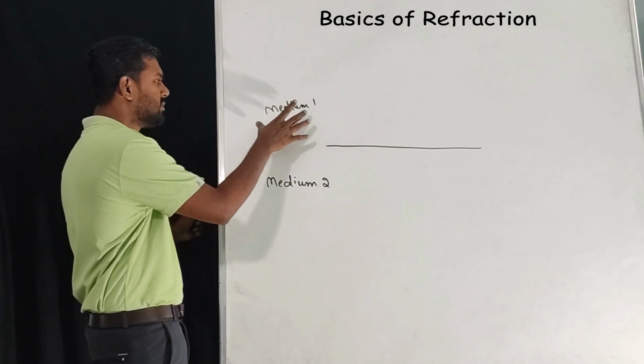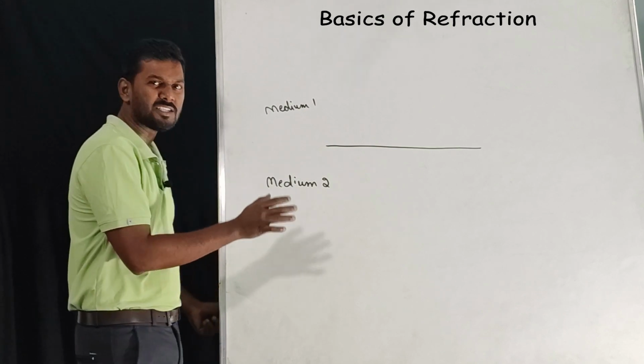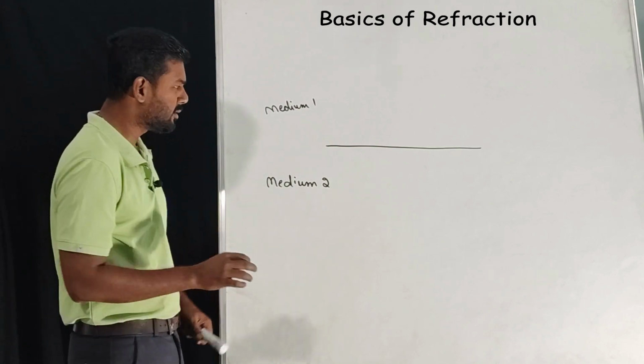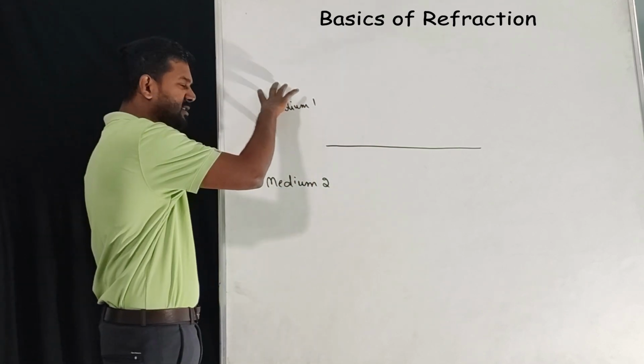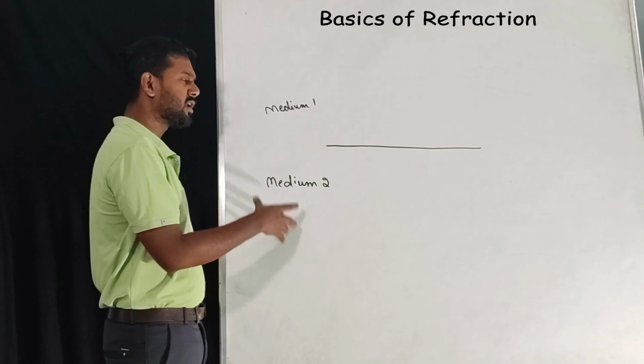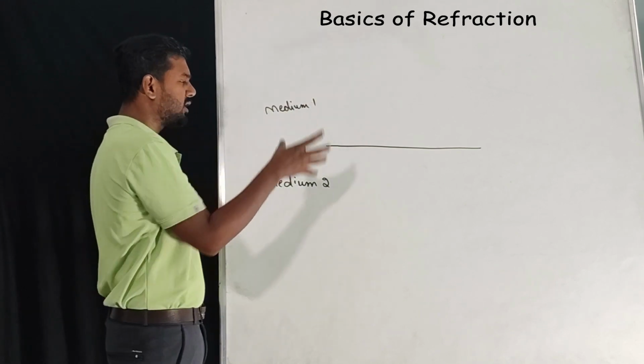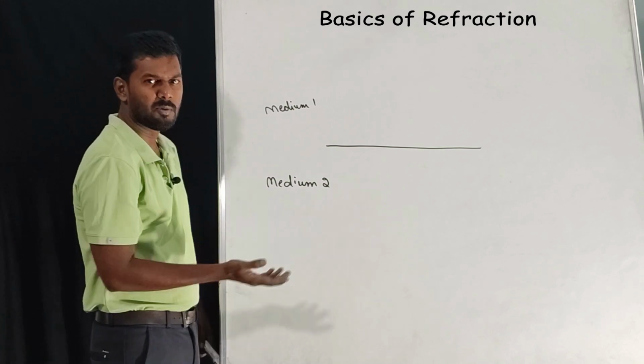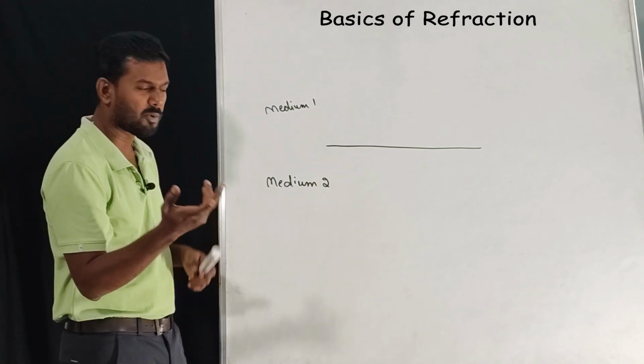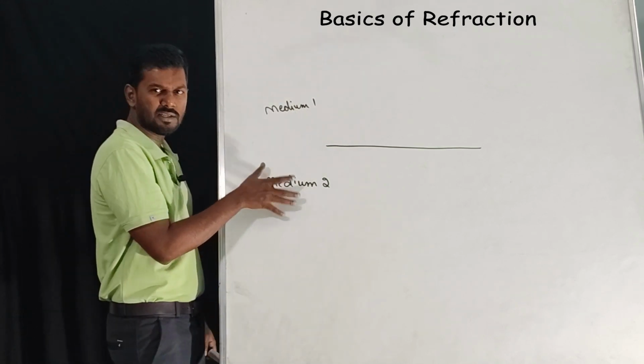Answer. Listen, assume there is a medium 1, medium 2. Both are transparent mediums. This is the separation. Assume this is air and this is water, or this is water and this is air. Anything is fine. Say this cannot be water and this cannot be air, because air cannot be below the water. Correct? Practically it is not possible. Assume this is air and this is water.